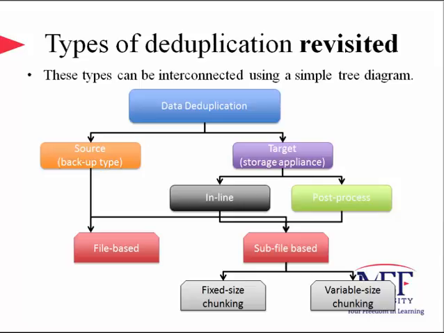Source inline or post-process deduplication can be either at file or sub-file level. So we've got this branching. This choice usually depends on the data type, the frequency of these files being accessed, stored, or modified, and how much efficiency is required is also another criterion. Finally, sub-file based deduplication can use either fixed size or variable size chunking, and progressive deduplication can be seen as a special case of fixed size sub-file deduplication.